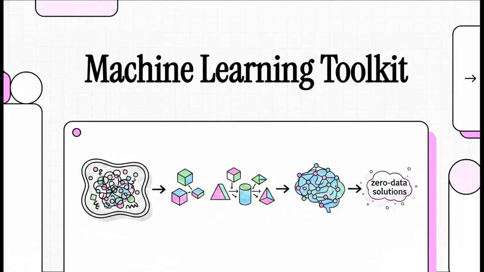Today we're diving straight into the modern machine learning toolkit. We'll be starting our journey looking at how algorithms handle incredibly complex, messy data, and we're going to travel all the way to the totally mind-bending frontier of zero-data solutions. If you want a structured, clear understanding of how the most advanced models actually think and solve problems, you are in exactly the right place.